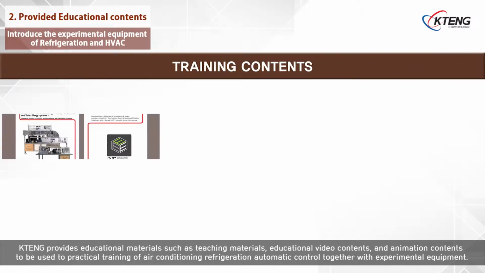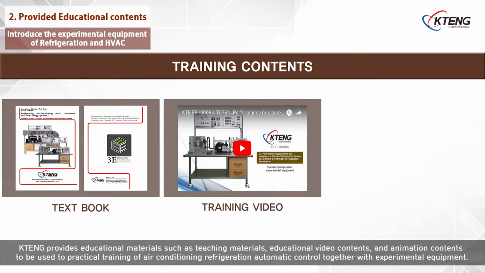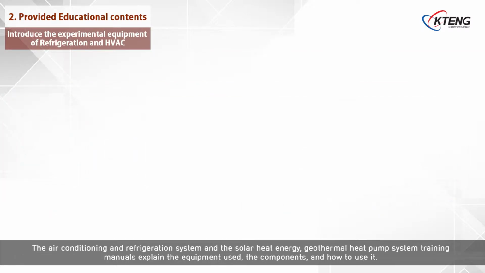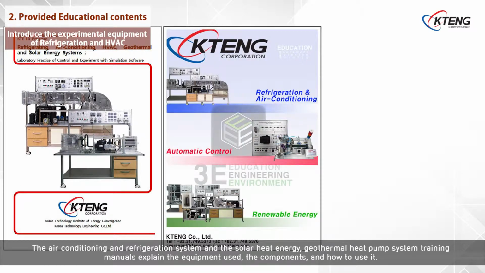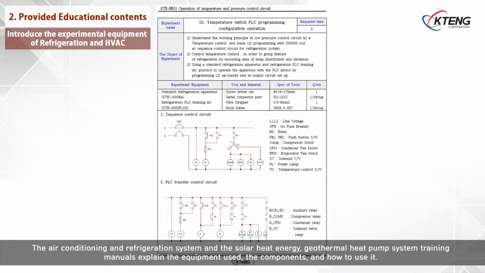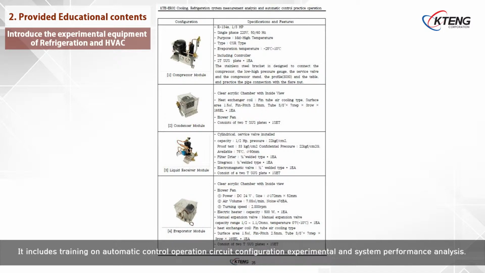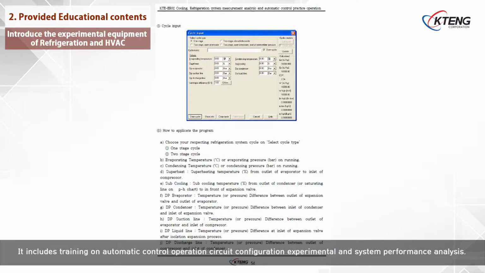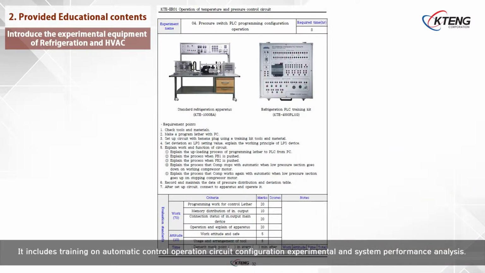KTENG provides educational materials such as teaching materials, educational video contents, and animation contents to be used for practical training of air conditioning refrigeration automatic control together with experimental equipment. The air conditioning and refrigeration system and the solar heat energy, geothermal heat pump system training manuals explain the equipment used, the components, and how to use it. It includes training on automatic control operation circuit configuration experiments and system performance analysis.